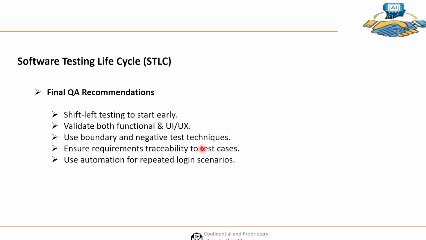Now the final QA recommendation. As I mentioned, shift left testing is nothing but starting early, so we'll get involved right from the requirement phase. We'll validate both functional and UI aspects. Even if performance is not mentioned in the user story or requirements, as a full stack QA we also need to consider performance, and if needed, ask the product owner.